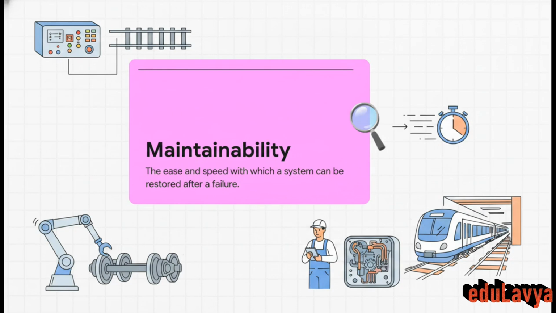Then we have the M. Maintainability is the ease and speed with which a system can be restored to a functional state after a failure has occurred. Because, let's be real, things are eventually going to break. And when they do, maintainability measures exactly how fast a technician can diagnose the fault, swap out the busted module, and get those trains moving again. You can kind of think of high maintainability like a highly choreographed Formula 1 pit stop, but for trains.